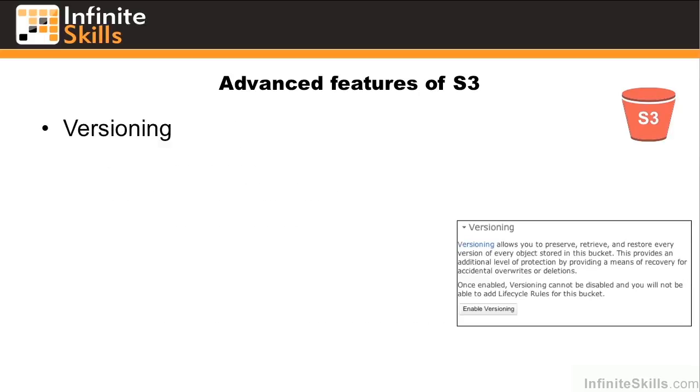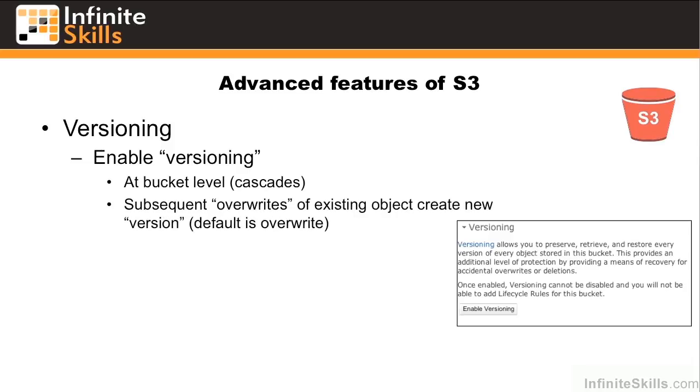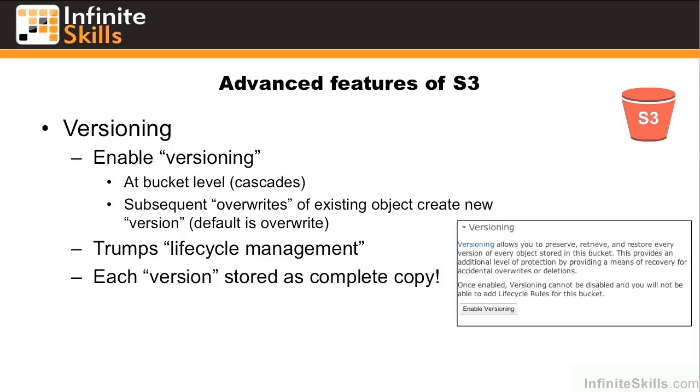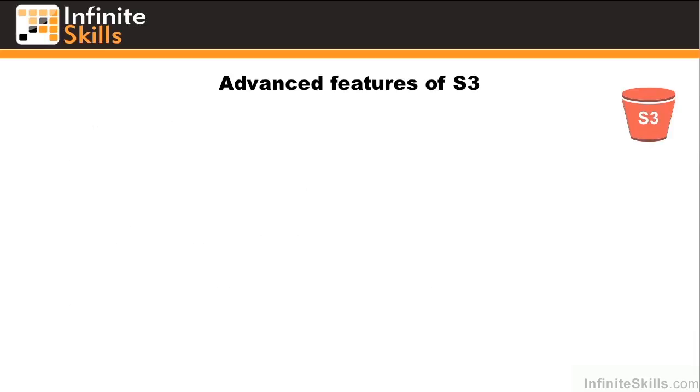S3 also supports versioning. You can enable versioning at the bucket level, and it does cascade. Subsequent writes to any object inside of that versioned bucket create a new version. It does, however, trump lifecycle management, and each version is stored as a complete copy. Once you turn it on, you cannot turn it back off. Please be very careful and make sure that you're doing the right thing when you enable versioning.